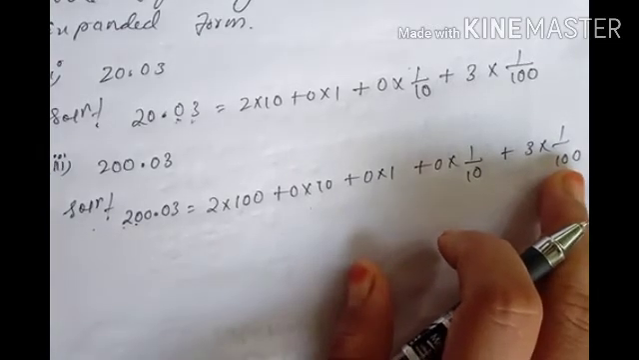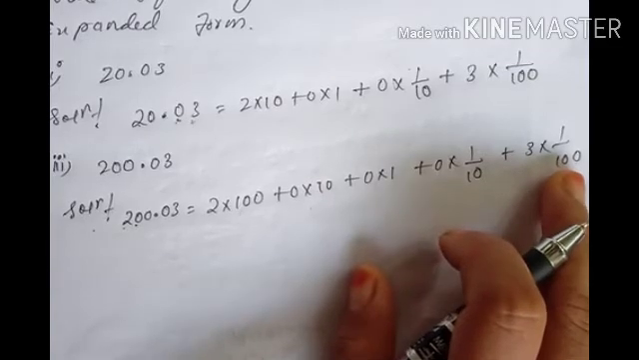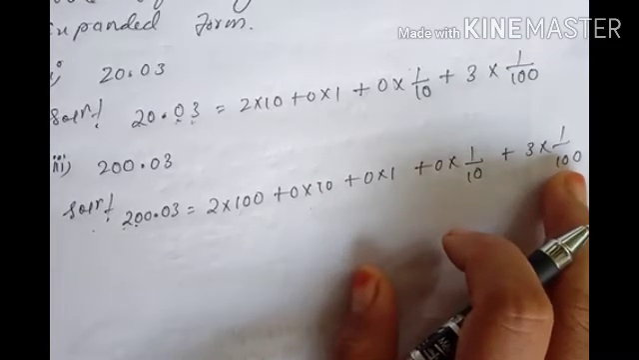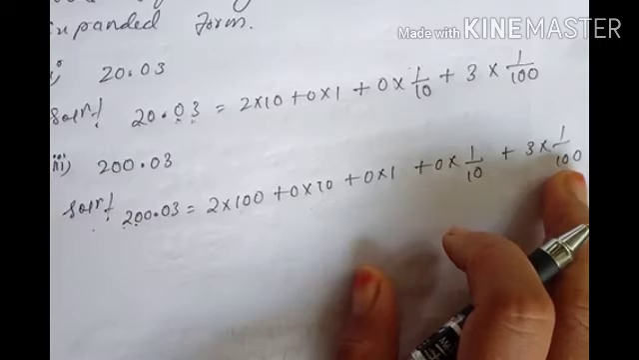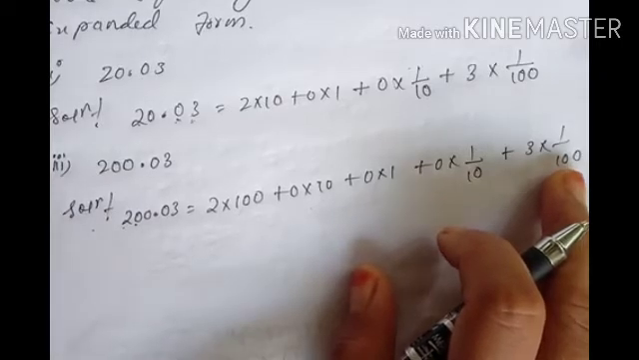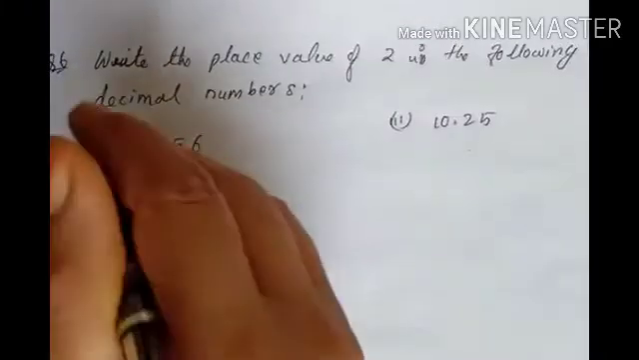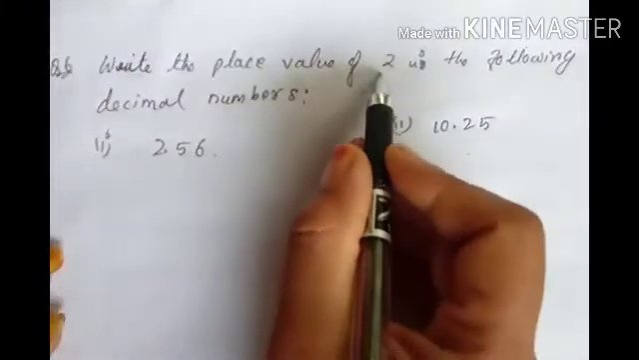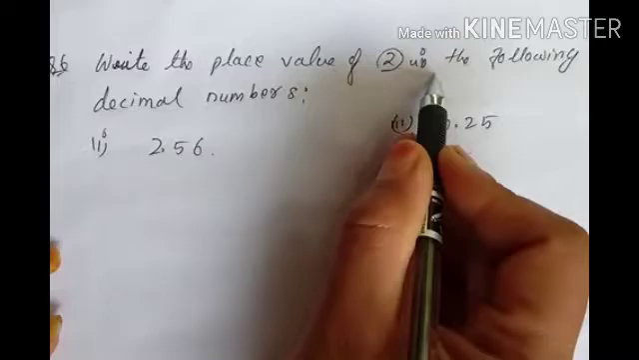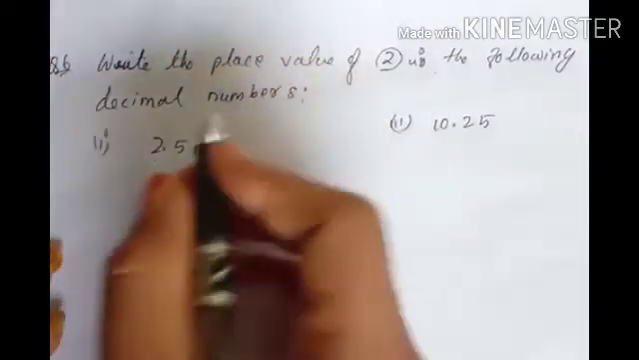Okay, question number 2 and 3 will be homework. In the same way you have to solve. So this question is very easy, so you will do it as homework. 2 and 3, oh sorry, 2 and 4. Okay, 2 and 4 is your homework. Now come to the next question, question number 6. Write the place value of 2 in the following decimal numbers.